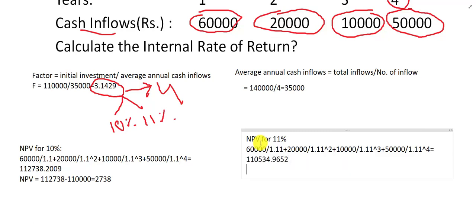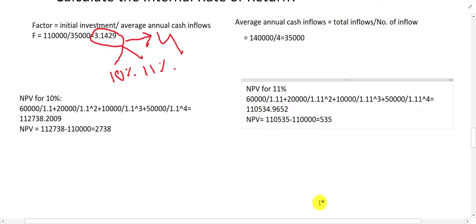Again, find out the NPV. But our condition is this time NPV should be negative. So 1,10,000, 535, if you round it off, 535, right? Minus 1,10,000, you get the amount. Again, see, in this example it is positive, right? Again, it is positive. If it is again positive, you have to increase the rate.